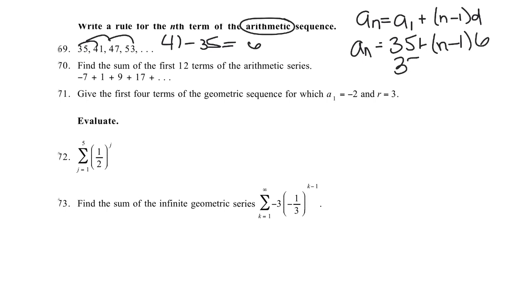And then I distribute: 35 plus 6n minus 6. So 29 plus 6n equals your a_n, and that's your rule.